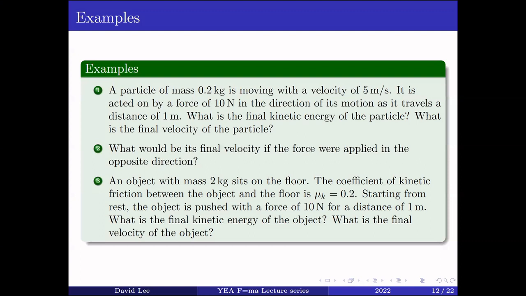And what's the rest of the work going to be? Well, the rest of the work is going to be positive because now the force is in the same direction as our displacement. So the rest of the work is our 10 newtons times 0.75 meters left to go if we're traveling a total distance of 1 meter.